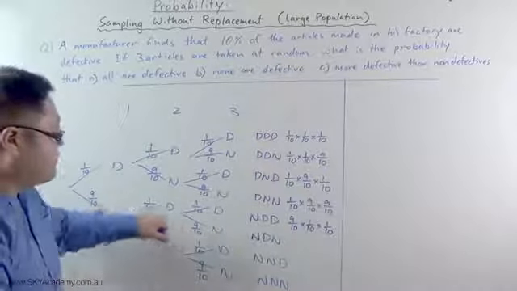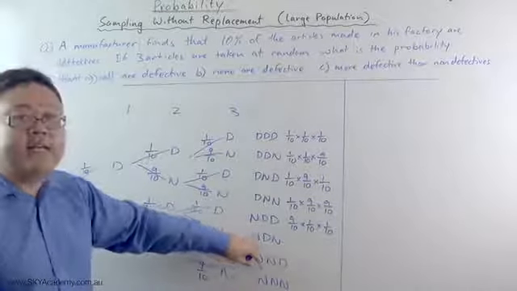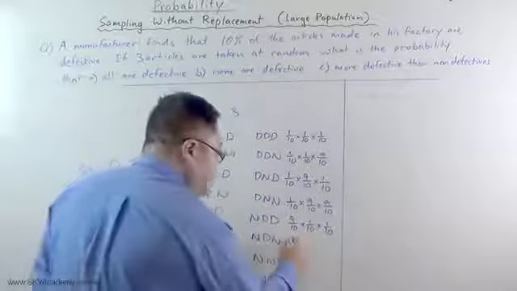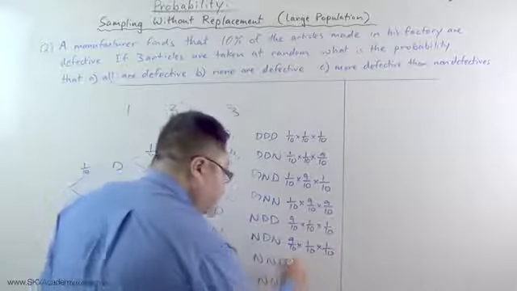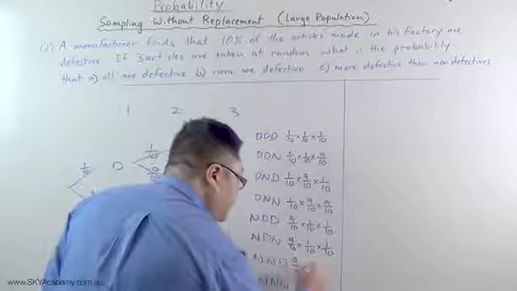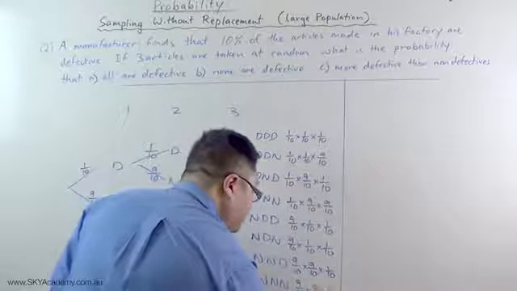Instead of multiplying across, I've pretty much memorized that N is 9 out of 10 and D is 1 out of 10. So it's 9 out of 10 times 1 out of 10 times 1 out of 10. 9 out of 10 times 9 out of 10 times 1 out of 10. 9 out of 10 times 9 out of 10 times 9 out of 10.